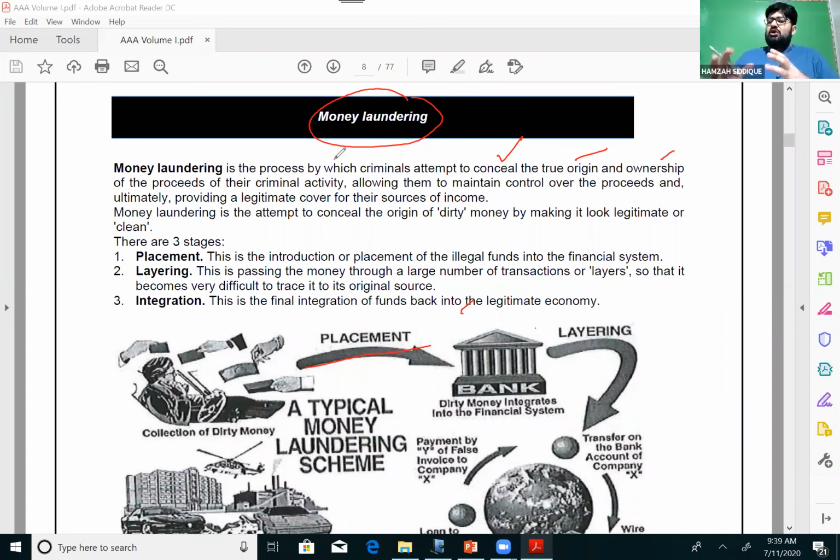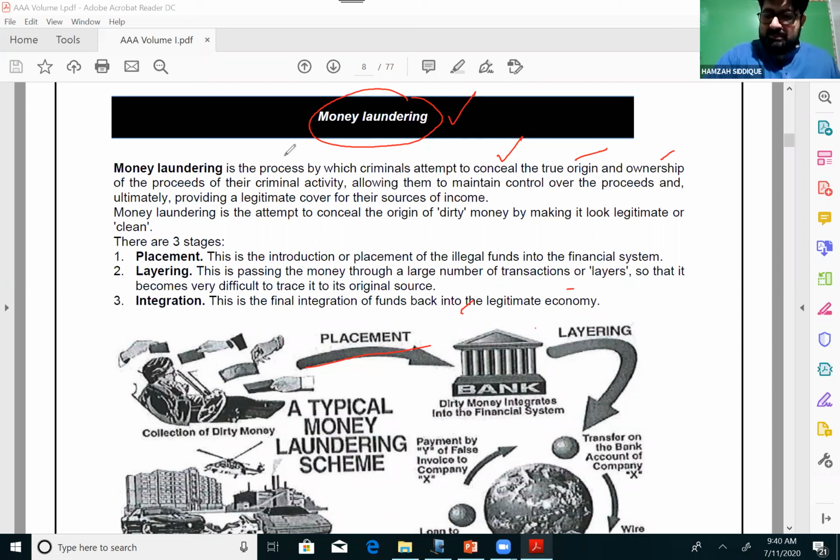So you just want to hide the source of that money. You want to convert that black money into white money. And the whole process through which black money is converted into white money, that is called money laundering.